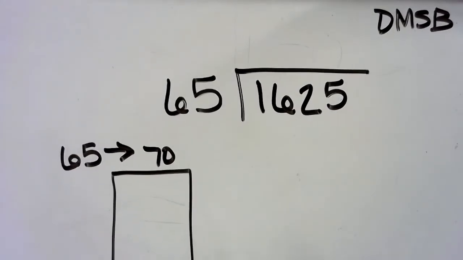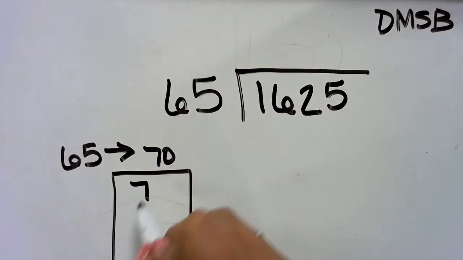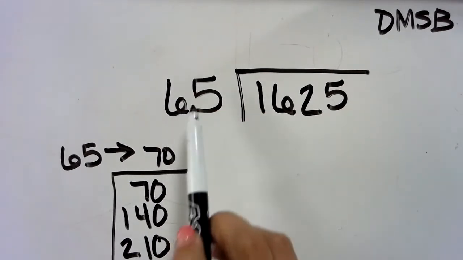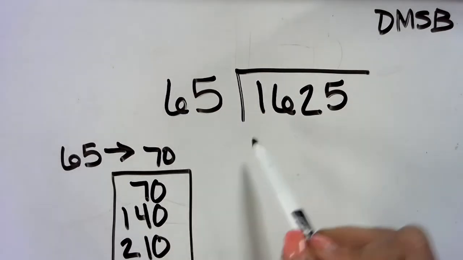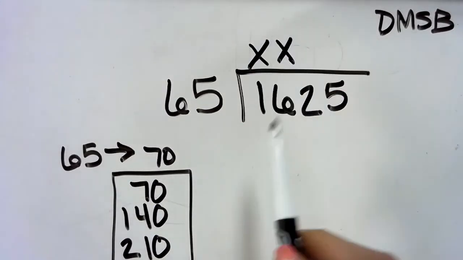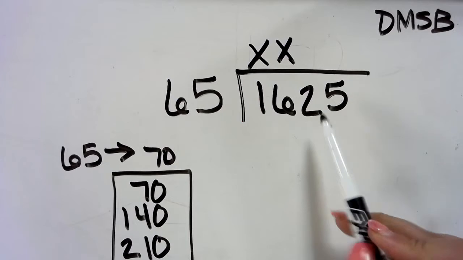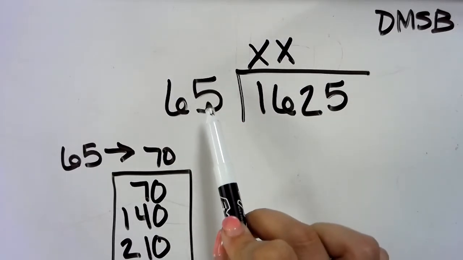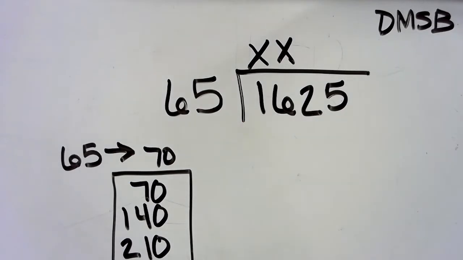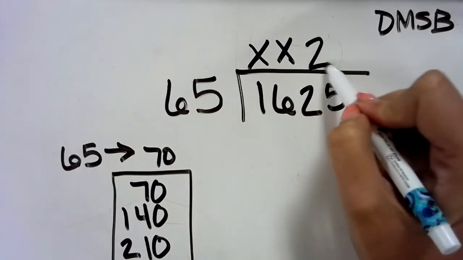So I'm counting by 7s. So I know 7, 14, 21, okay? And then I know I've got to add that 0 on there. 70, 140, 210, all right? So if this was a 70, does 65 go into 1? No. The 65 going to 16? No. The 65 going to 162? Yes. So if it was 70, so a little bit bigger, it would go in 1, 2 times. So let's try 2, okay?